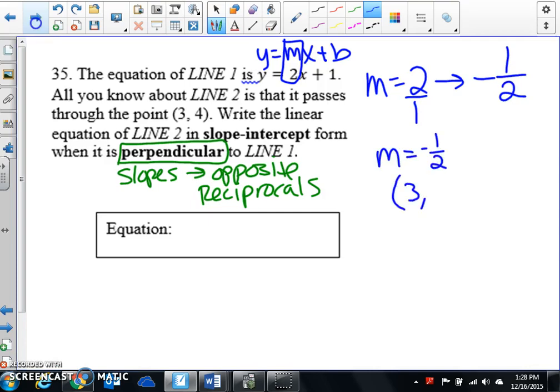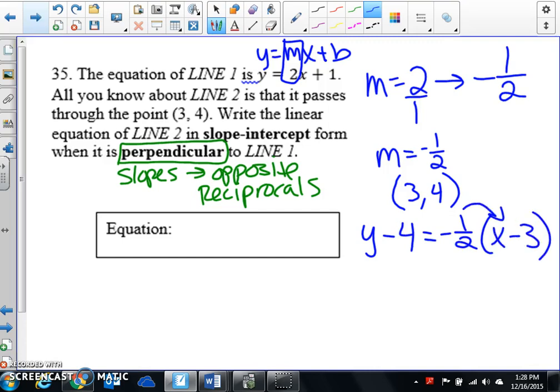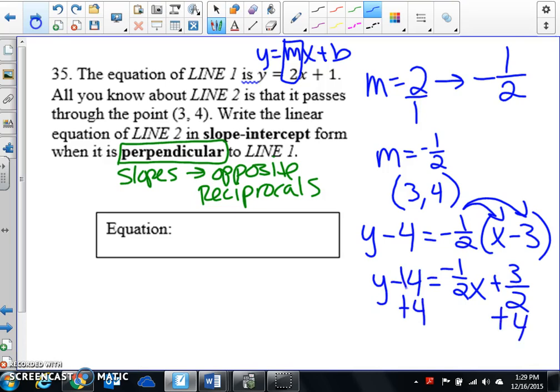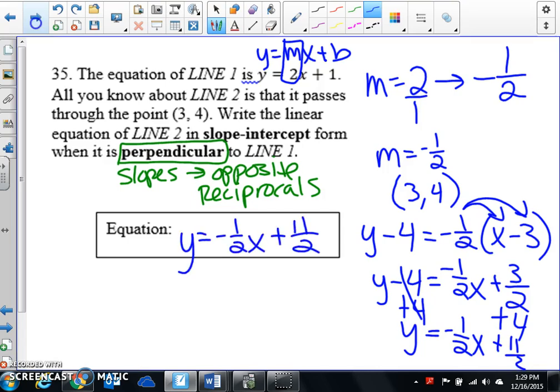Now I take the point 3, 4, and I use point slope form. Y minus 4 equals negative 1/2 times x minus 3. I distribute. Negative 1/2 times x is negative 1/2 x. A negative and a negative is a positive. 1 times 3 is 3, divided by 2 is just 3/2. And then I add 4 to both sides, giving me y equals negative 1/2 x. I think that's 11/2. Pretty sure. So y equals negative 1/2 x plus 11/2. Okay?